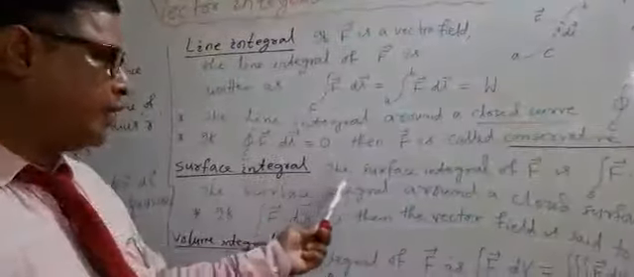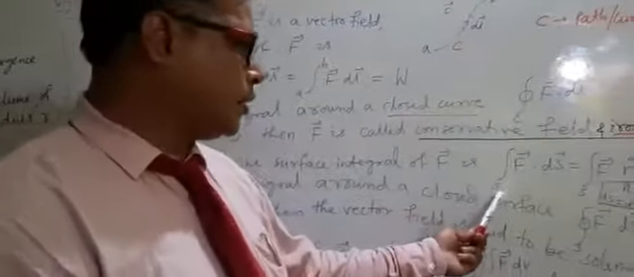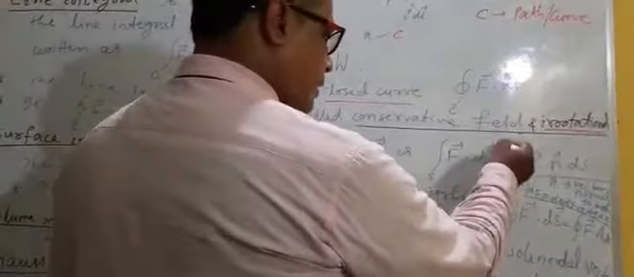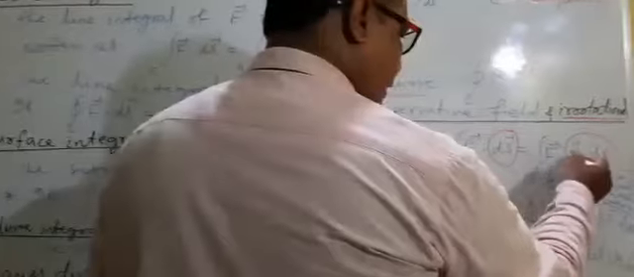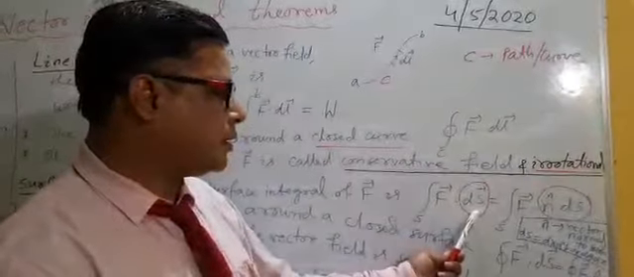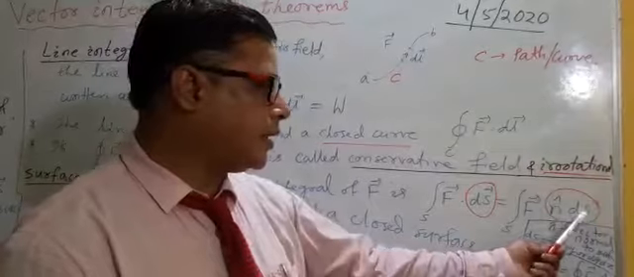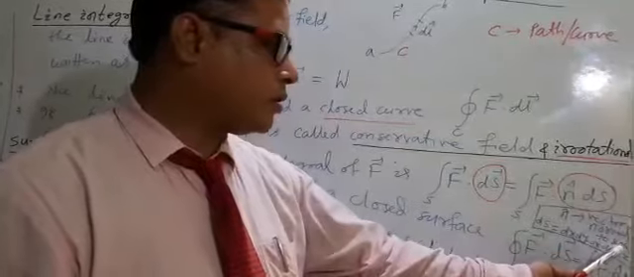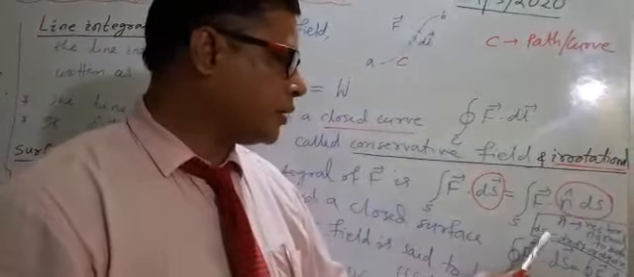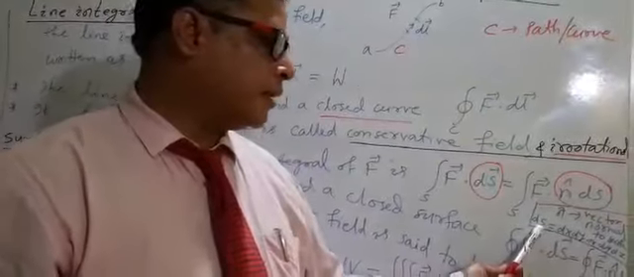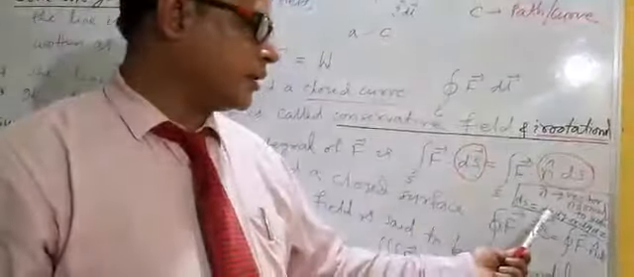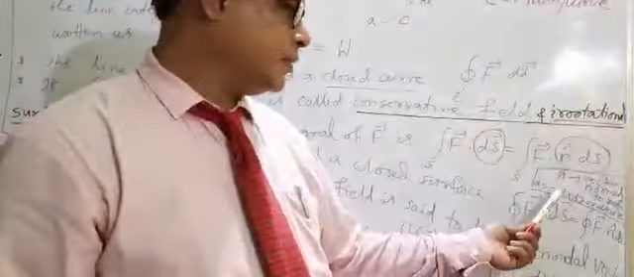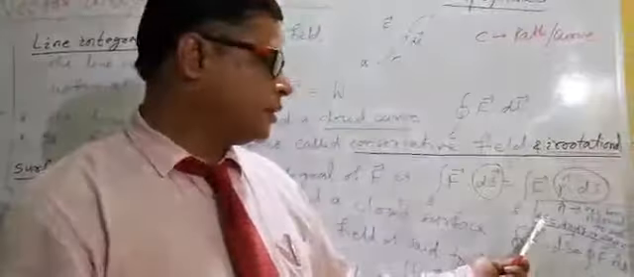Then come to the surface integral. The surface integral of f is the surface integral symbol, f dot ds. This ds you can write as n cap ds, where n cap is the vector normal to the surface, and ds is an elementary surface. You can say dx dy or dy dz or dz dx.